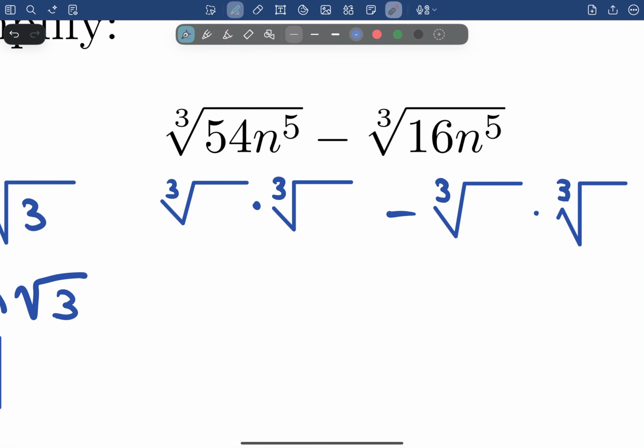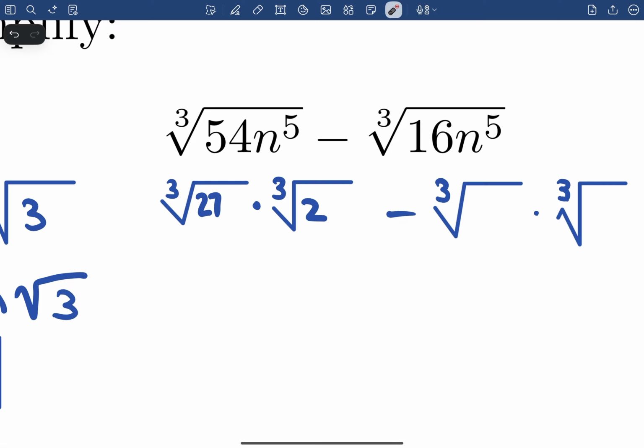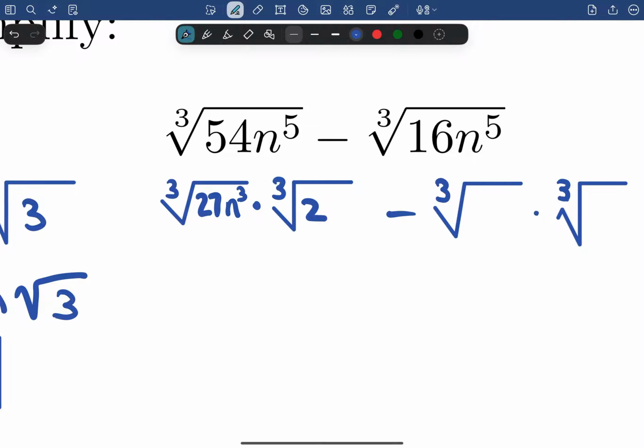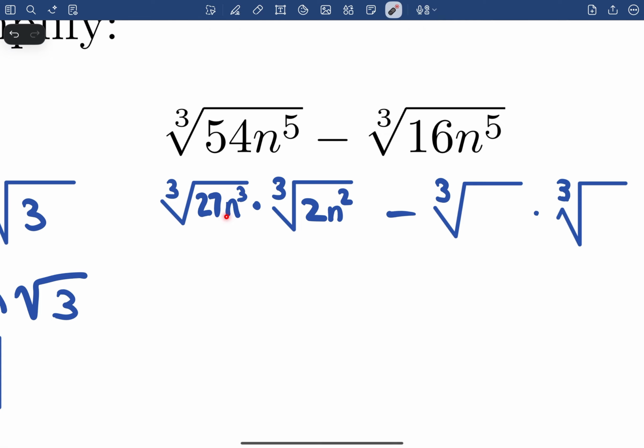And I need to think of a perfect cube that multiplies with a number to make 54. And I found it. It's 27 times 2. 27 is a perfect cube of 3. And if I multiply it with 2, it makes 54. Now I look at n to the fifth power and I say, well, I need a perfect cube. So I'm only going to multiply 3 n's together. I'm going to take n cubed, which means that the leftovers have n squared, right? Because n cubed times n squared is n to the fifth. I now have my perfect cubes in the first cube root and the leftovers.